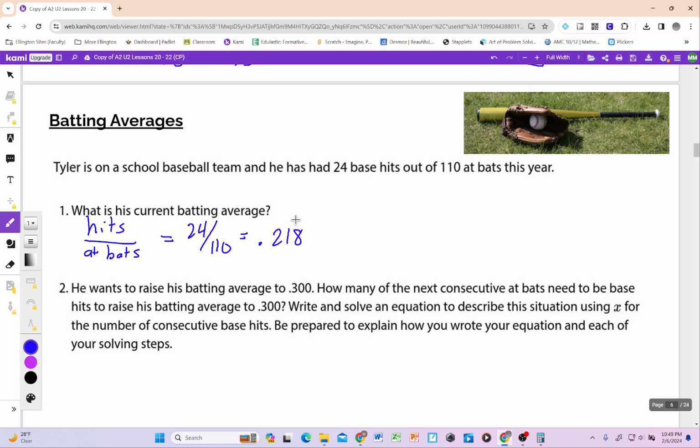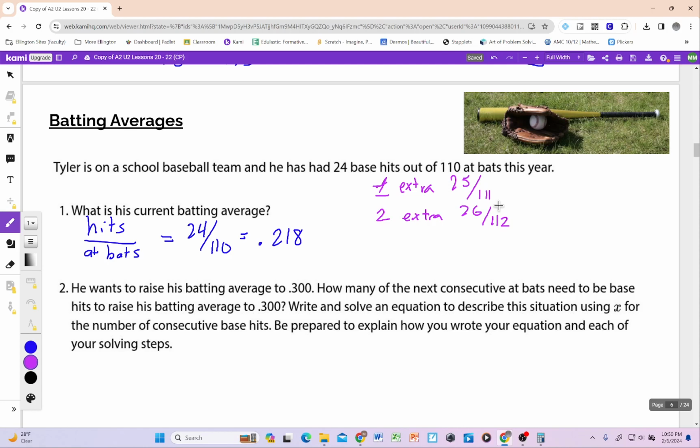Our idea is, what will the equation look like? So let's consider the result of what happens when we get extra hits. So he starts at 24 over 110. What if he gets one extra hit? What would his batting average be? It would be 25 over 111. What if he got two extra hits? His batting average would be 26 out of 112.